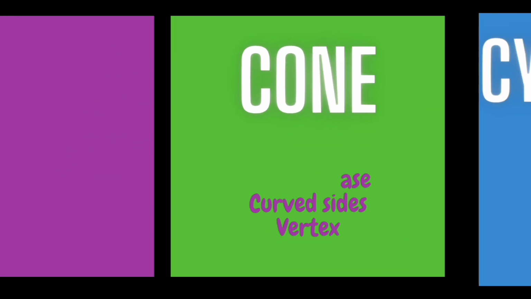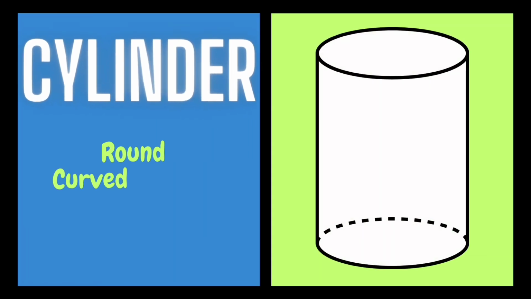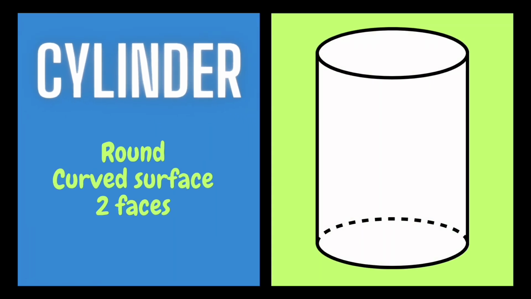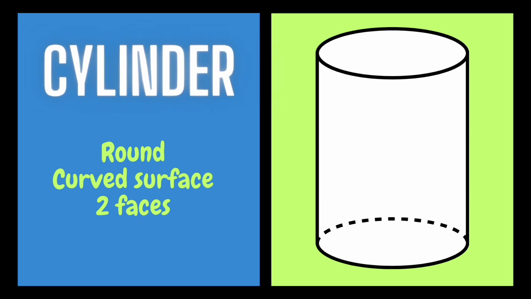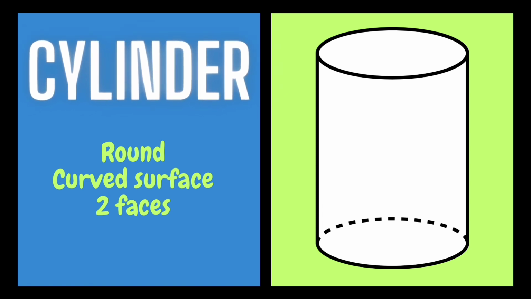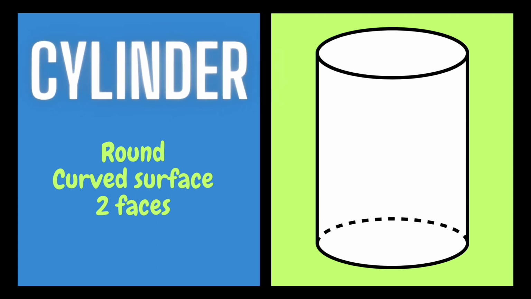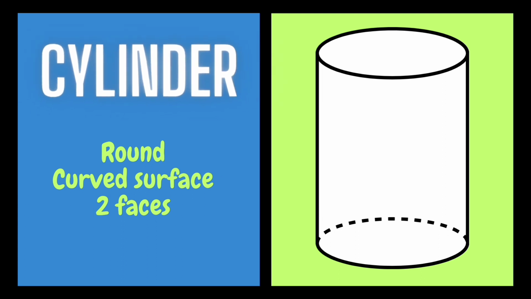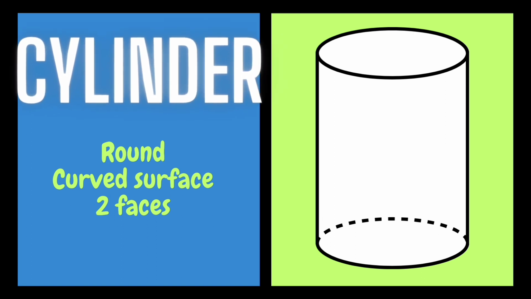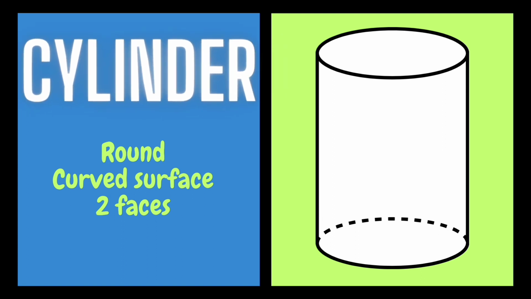The third shape we have here is a cylinder. Can you say cylinder? Perfect. A cylinder is a round object. It has a curved surface and two faces on each side.